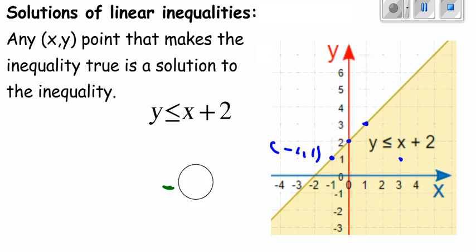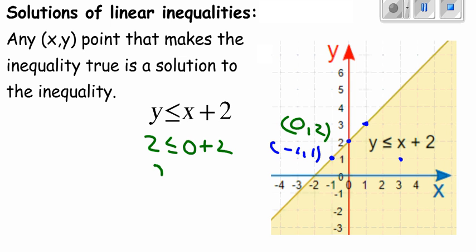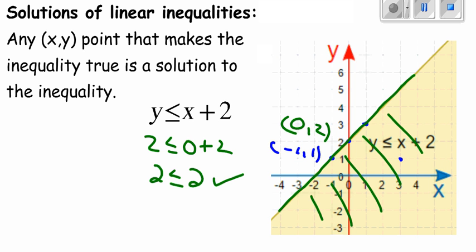Let's try another one. All right, let's try this one where x is 0, y is 2. So when I plug in 2 for y and 0 for x, 2 is less than or equal to 2. That also checks because 2 is equal to 2, so I can use that point as well. So when you have a solid line, you can use all of the points on the line, and any of the points in the shaded area would also be solutions. So any point that is on the line or any point in the shaded area will make the inequality true.